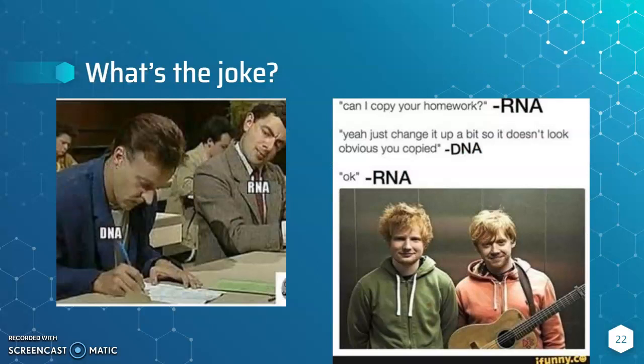So here's some more science jokes for you guys. So we have a man and Mr. Bean is cheating off of him. And then the one on the right says, "Can I copy your homework?" And that's RNA. And DNA replies, "Yeah, just change it up a bit so it doesn't look obvious you copied." And RNA says, "Okay." So I'm not sure if you got the joke or not. If you know the joke, good for you. If you don't, come see me and I will tell you the joke. Because you should understand the joke.